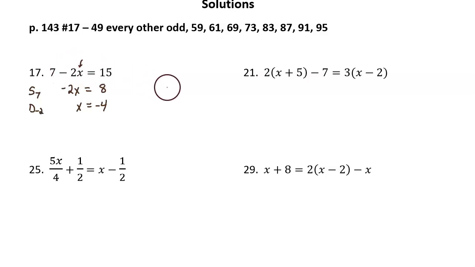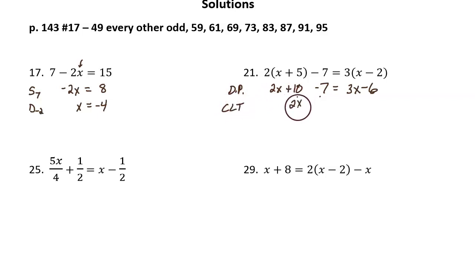Remember, you can check that this is correct by substituting in for the letter x, evaluating this to make sure it makes 15. On number 21, it looks like doing the distributive property would be a good first step. This becomes 2x plus 10. Here's the minus 7. And on this side, some more distributive, 3x minus 6.